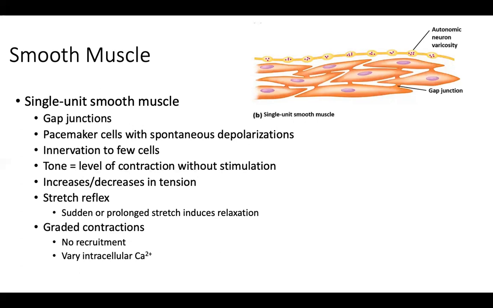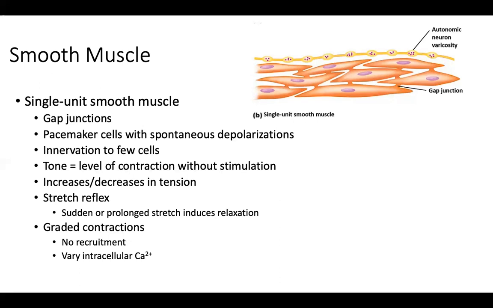Although they can receive signals and result in contraction that way, they also can depolarize spontaneously. So a spontaneous depolarization happens in the absence of any neural inputs, any hormonal input, although these cells can still contract with the presence of that neural input. The innervation is only to a few cells. So again, only that top layer is receiving innervation. The others are just following because of communication through the gap junctions.